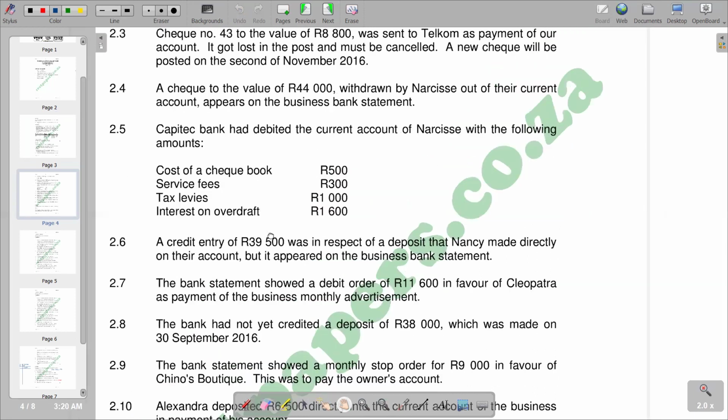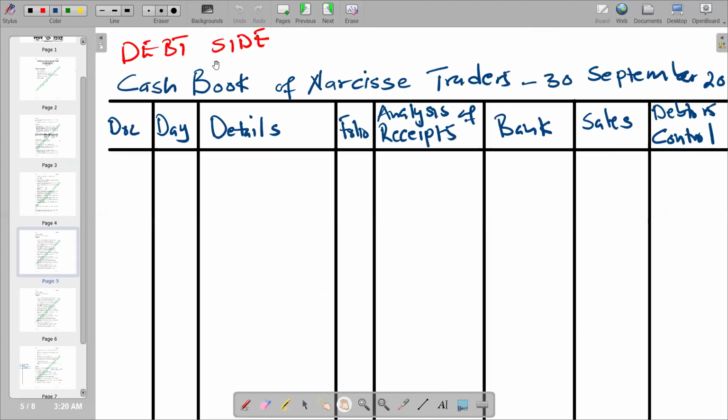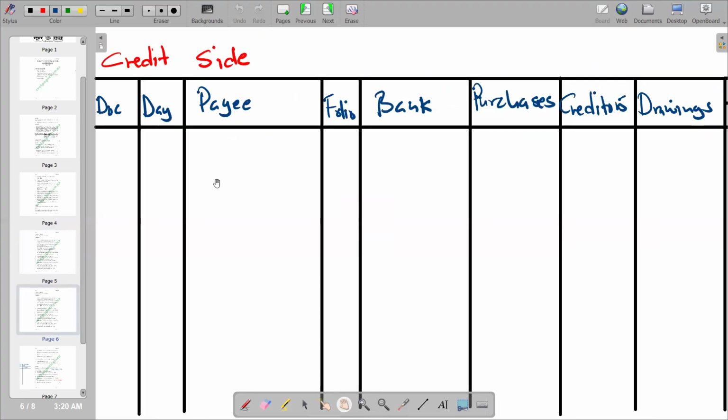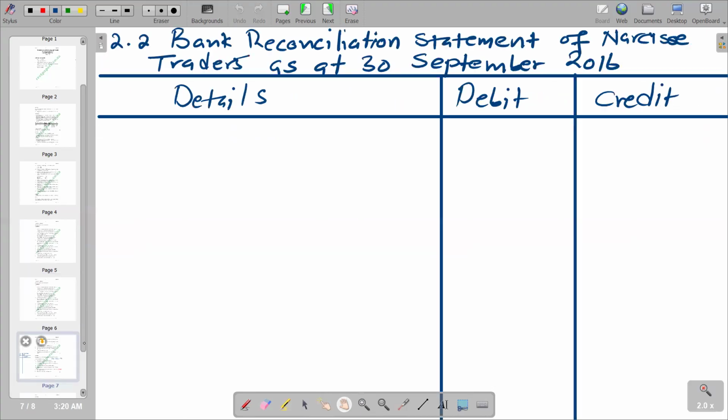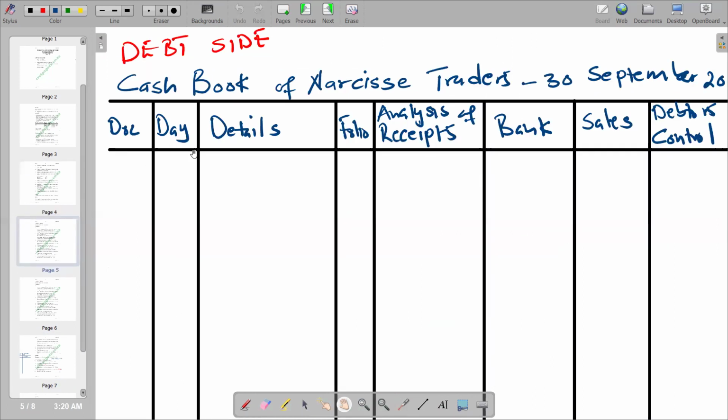So we are going to start by putting in our opening balances. If you go to our other section, you're going to see that you have the debit side and also the credit side. And then we also have our bank reconciliation statement. So we can start by putting the opening balance that we are given as per our cash book. It's a debit balance, so we go to the debit side. That's where we're going to put our opening balance of 80,000.